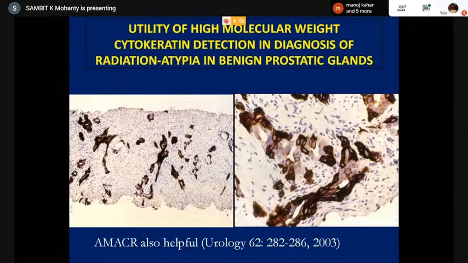I think initially there are a lot of questions. Those are really good points. So any question on the mimics? Any questions on the mimics? Let's hear. Anybody has any questions on the mimics? Sir, yes. Differentiation of high-grade PIN and carcinoma.